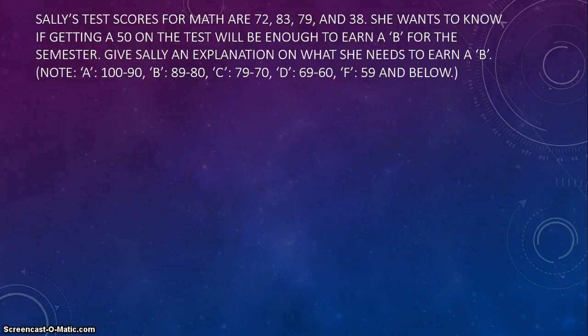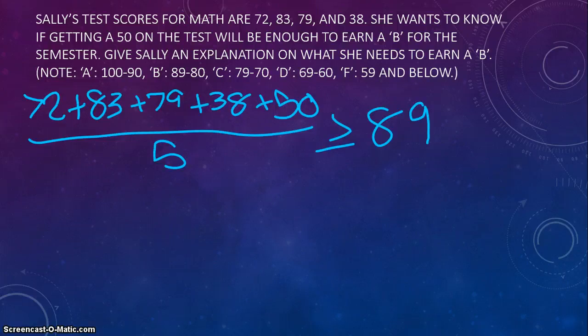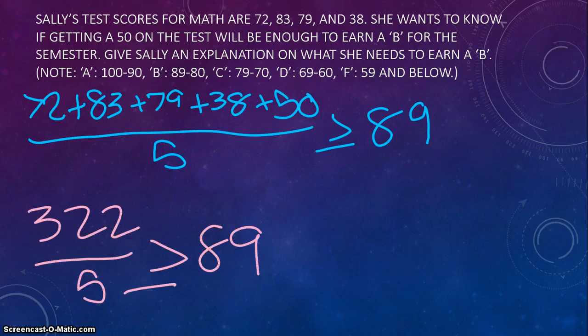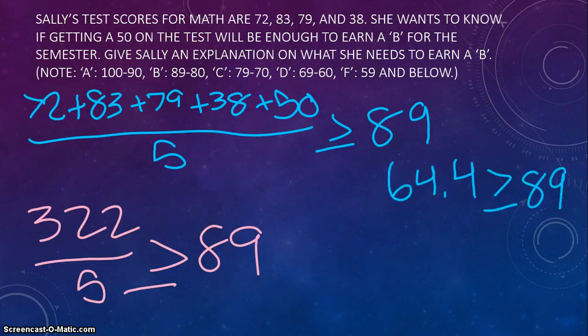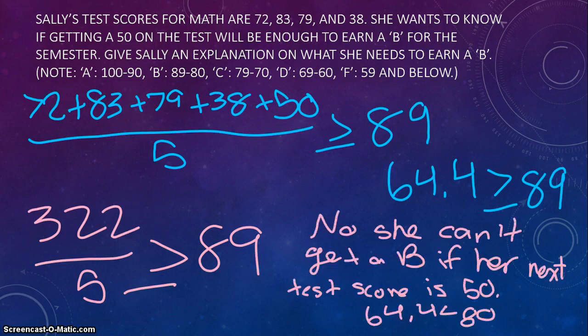For the inequality, I did (72 + 83 + 79 + 38 + 50) / 5 ≥ 89. 72 + 83 + 79 + 38 + 50 is equal to 322. So it will be 322 / 5 ≥ 89. Then 322 divided by 5 is 64.4. So my answer is 64.4 ≥ 89. Then my explanation is no, she can't get a B if her next test score is 50 because 64.4 is less than 89.